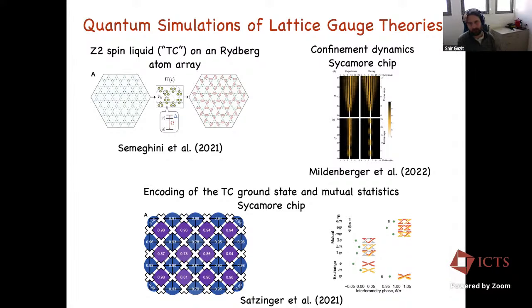One can even see dynamical properties of confinement on digital computers, and even encode the ground state of the toric code model and measure mutual statistics. And this is really a partial list of recent experiments. I should add a few more slides here as we go.